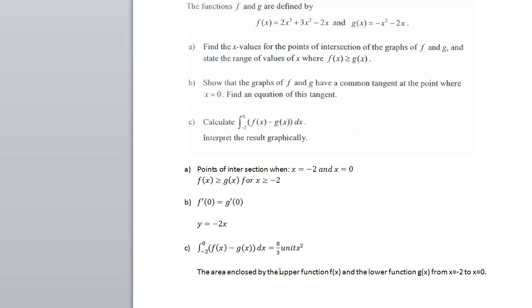The area enclosed by the upper function f of x and the lower function g of x from x is -2 to x is 0. That would be a way to describe what we just calculated, or what this integral means.